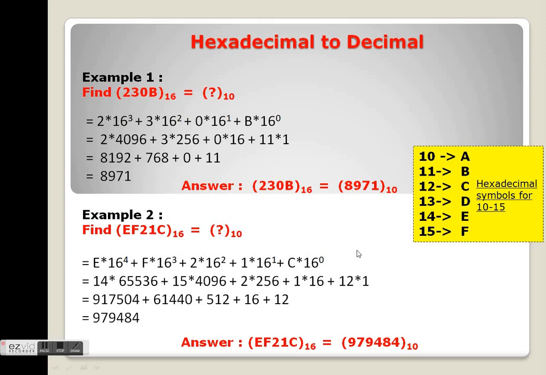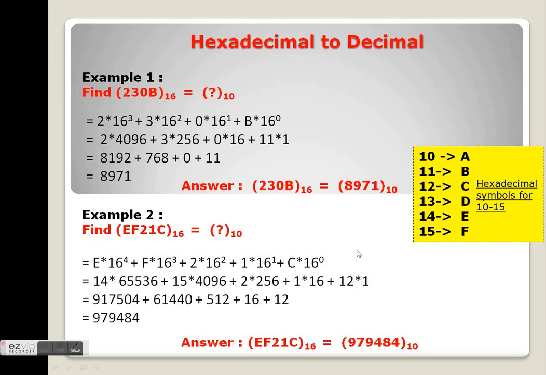In this case, we will write the expanded form of the hexadecimal number, and we know that the base value of the hexadecimal number is 16. Students, let's take an example to understand this. Suppose we want to find the decimal equivalent of the hexadecimal number 230B. So firstly we'll write the expanded form by using its place value.